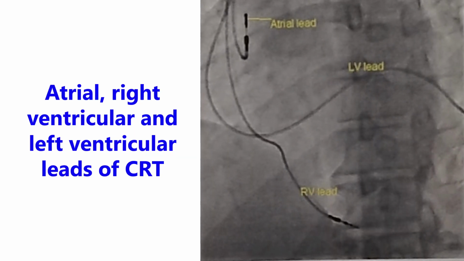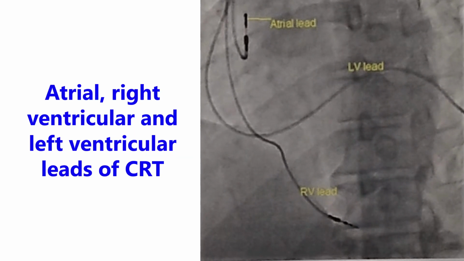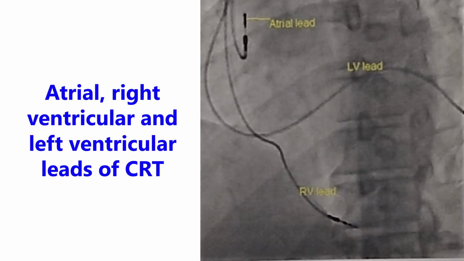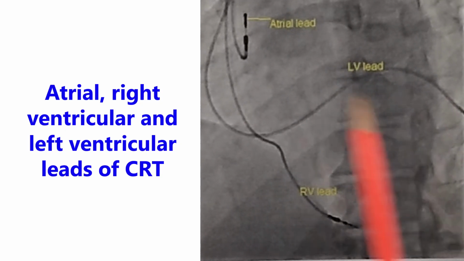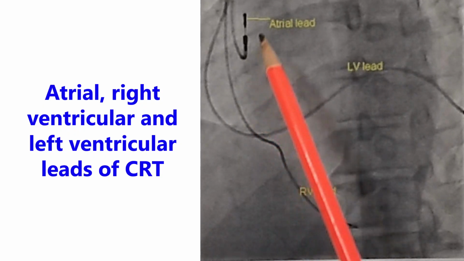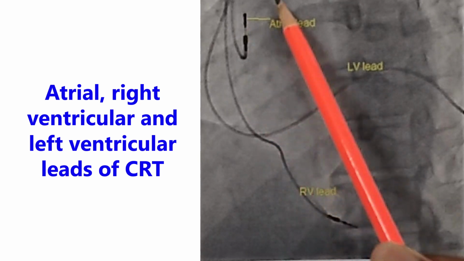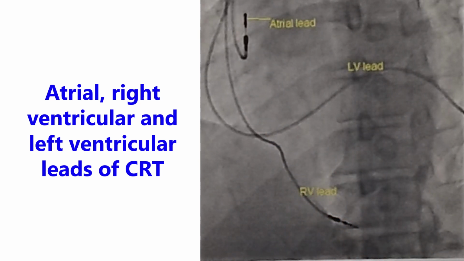After accurate positioning of the left ventricular lead and checking the pacing thresholds, the guide wire will be removed. And then the third lead, that is the atrial lead, will be introduced and positioned in the right atrial appendage. This has a J-shaped preformed curve to go into the right atrial appendage. Now it is ready for 3-chamber atrioventricular sequential biventricular pacing.